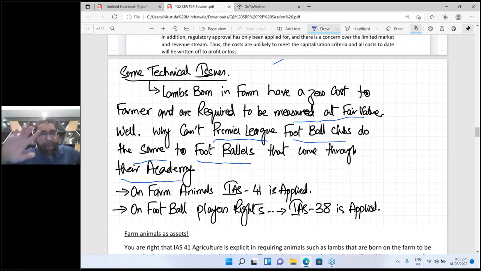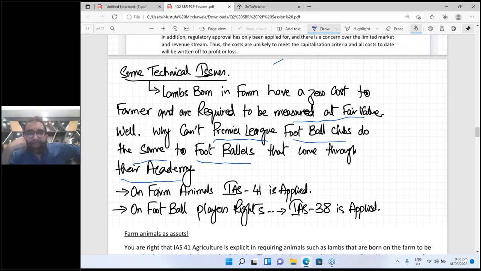But there are some Premier League clubs that have their own academies at the back, where they generate thousands of footballers, and out of those 1,000 footballers, they select one or two in their Premier League. You know what IAS 38 says? You can't recognize those players. You can't recognize those players. So see, there is a comparison.